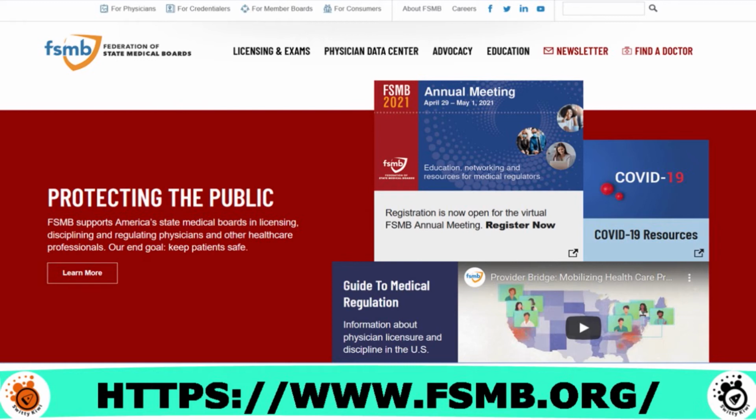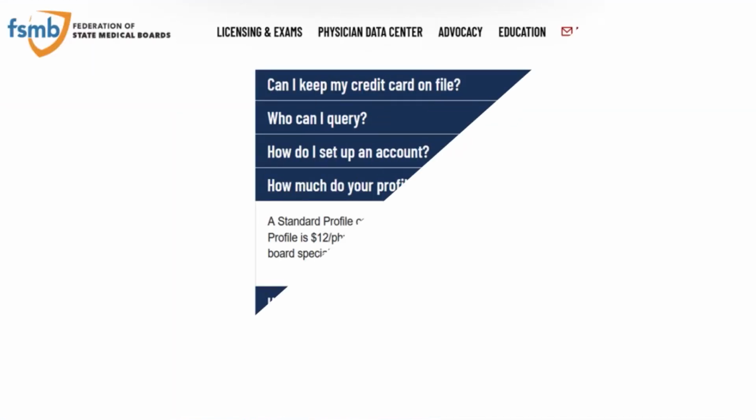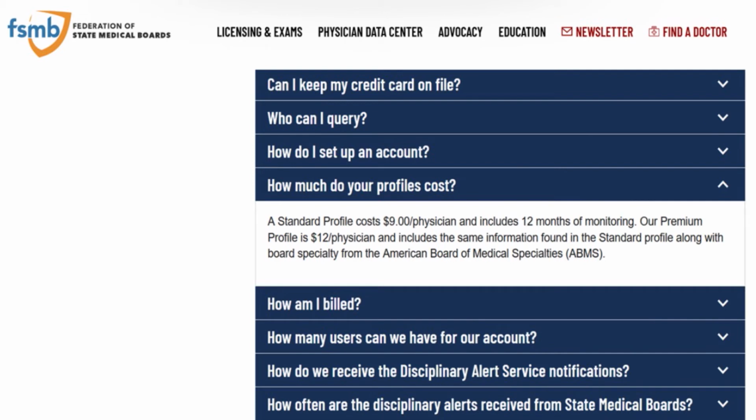All right, so we're showing here the cost for the FSMB website. It's about $9 per physician, and that includes 12 months of monitoring. On DocInfo, you can have everything about the physician: the license, the board certification, the medical school and residency, the actions, the age of the doctor, the length of practice, the hospital affiliations, complaints or malpractice actions, involvement in research, personality and attitude, and so on and so forth. So this is basically what it is.